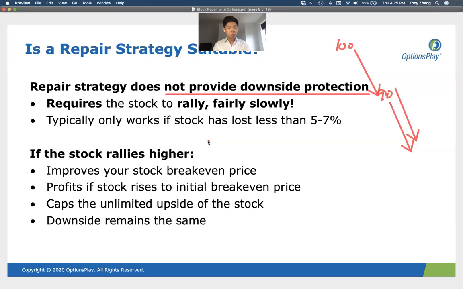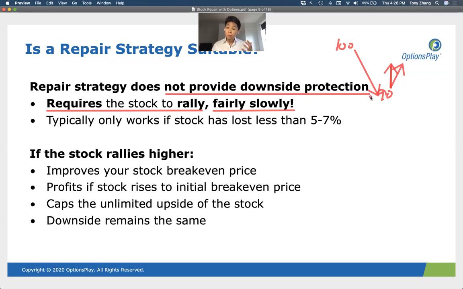Now, what it does do is that it requires you to believe that the stock is going to rally after you put on the repair trade, meaning you should not put on a repair trade unless you believe that the stock is going to rally. But not only do you believe that the stock is going to rally, you have to believe that the rally is going to be fairly slow. And this is something we're going to explore a little later as we go through some real examples. But if you think the stock's going to make a very quick bounce back to, let's say, your break-even point, guess what? A repair strategy is not quite suitable for that, and I'll show you why.